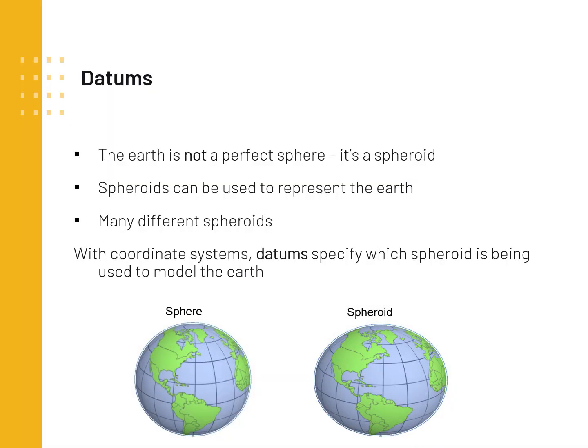Just to add a little more depth to the coordinate system, you also need to be aware of the datum when you access data. So what is the datum? The Earth is not a perfect sphere. It's a spheroid, and actually it's a spheroid with lumps and bumps on it. But typically speaking, a spheroid is used to represent the shape of the Earth. And depending where you are in the world, there are different spheroids that typically tend to be used. So with the coordinate systems, the datum also needs to be specified, and this is going to be relating to which spheroid is being used to model the Earth's surface.